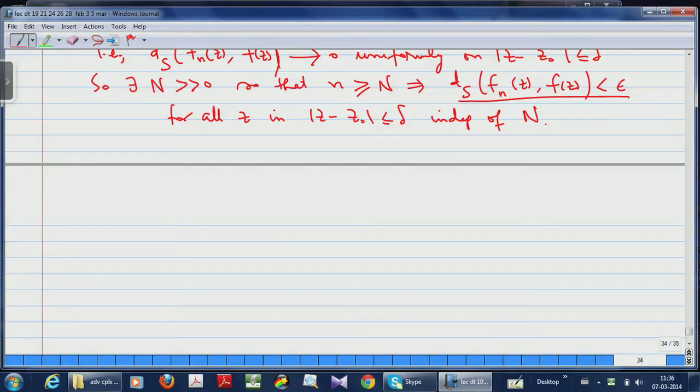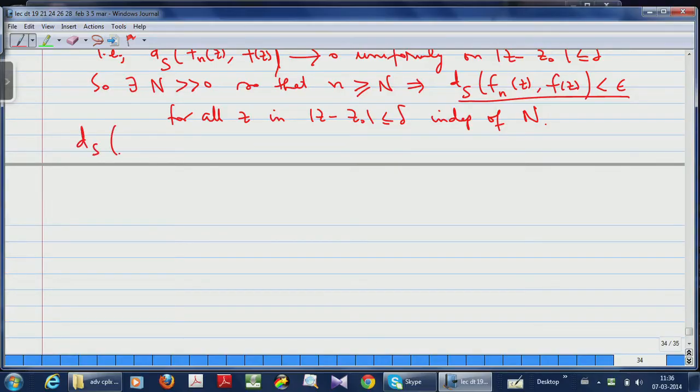In general, if it is pointwise convergence, the capital N will depend on epsilon, of course, but it will also depend on the particular z you are looking at. But the uniform convergence is that now you have this capital N depending only on epsilon and not depending on z. z could have been anything. So let's look at this.